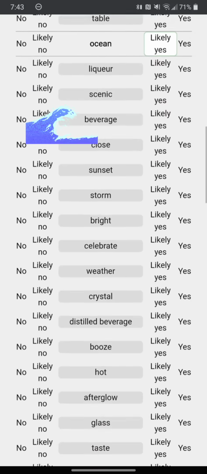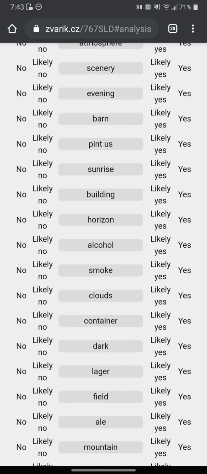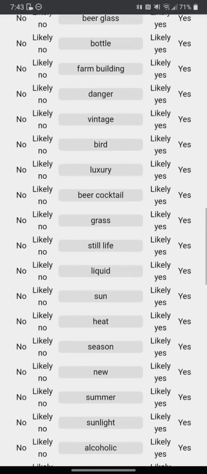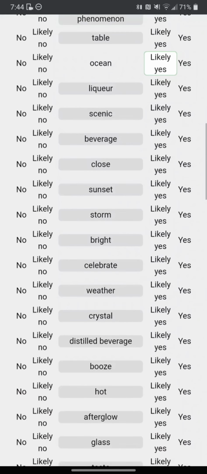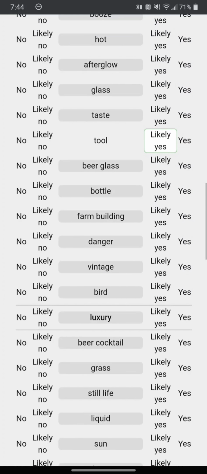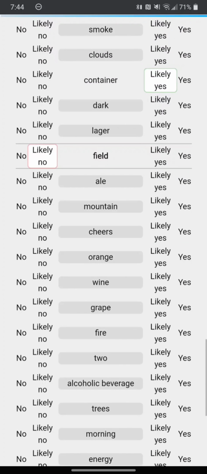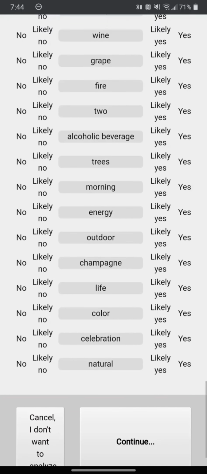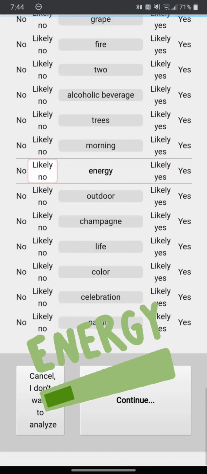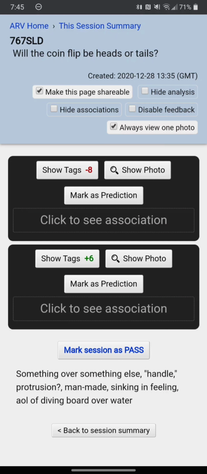And so I chose wine glass, yes, ocean, because they had sensations of liquid. I had a feeling of some kind of a contained body of water. Ocean may not be so correct, but there was container. Tool, I had handle, and tools have handles, so I chose tool as being likely. What else? Probably no field, and probably no mountain. I had sensations of things that are more closer in, whether that was something like a jar or diving board. Energy, I didn't feel anything really like emotion. Natural, no, I had kind of man-made feelings towards the end of the session.